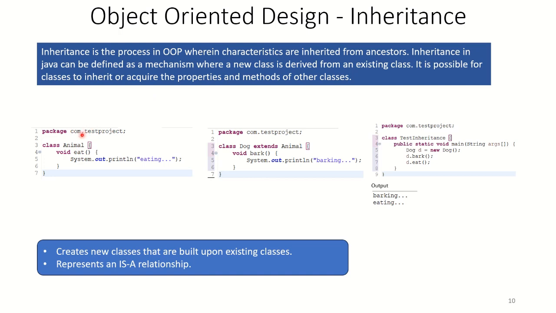Now as an example, we can define a base class animal which has one function, eat. Now animal class can be extended into another class called dog. When you do that, the dog class inherits eat function from animal class. It can also contain other methods like bark. So here animal is a parent class and dog is a child class. It represents an is-a relationship between parent and child.